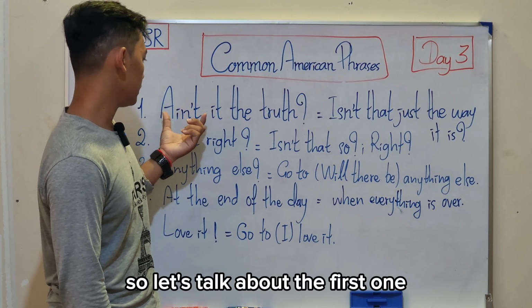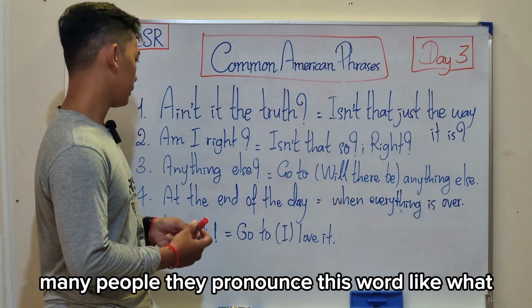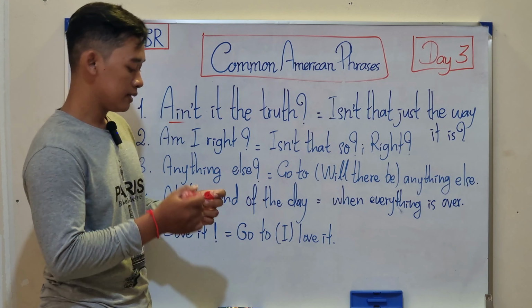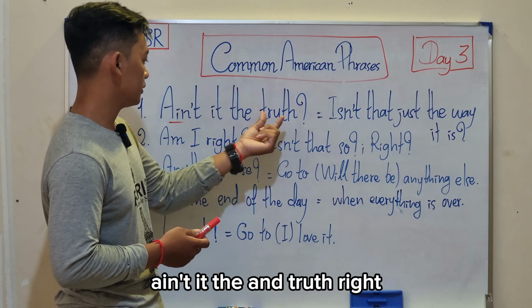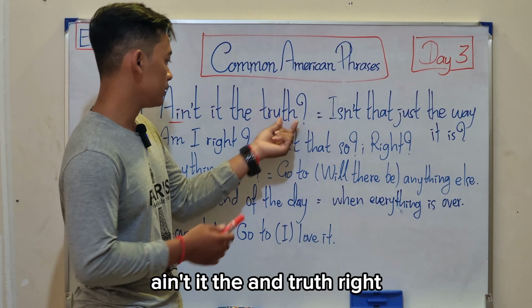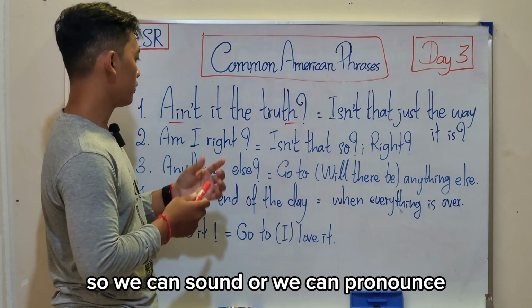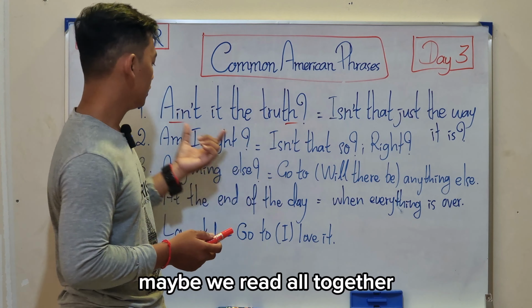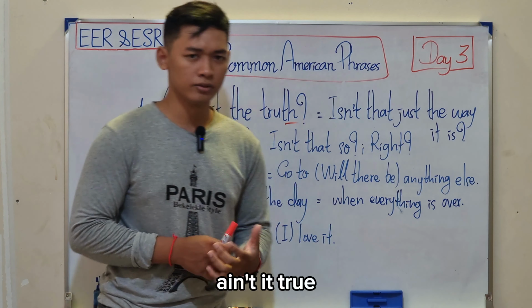Basically, we might say ain't. This word, many people pronounce this word like what? So I'm gonna tell you how to pronounce this correctly. Ain't, like that. Ain't it the truth? Right, with the TH sound at the end, truth. So maybe we read all together: ain't it the truth, ain't it the truth?